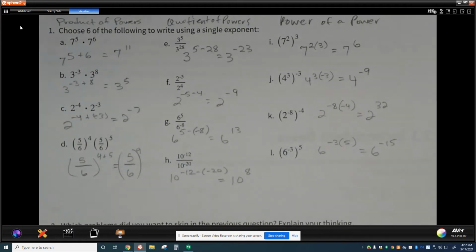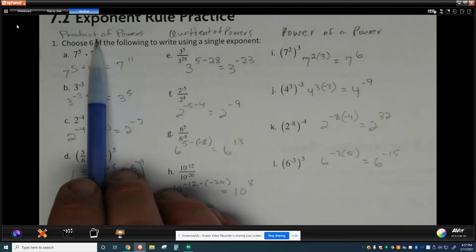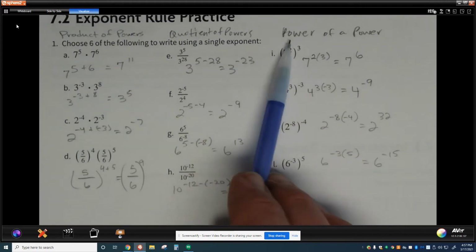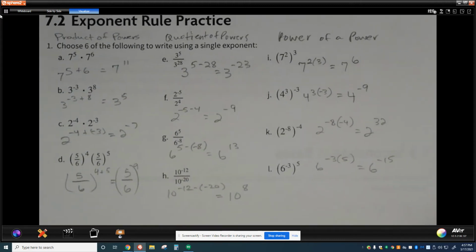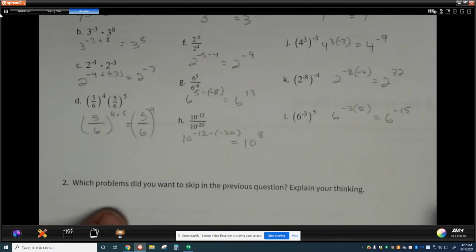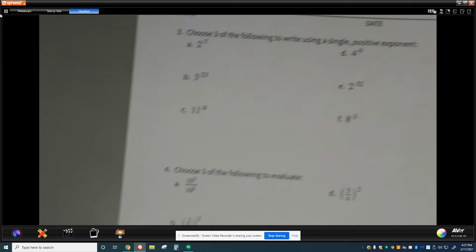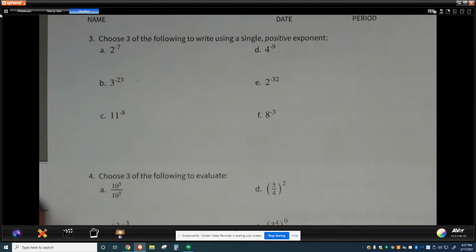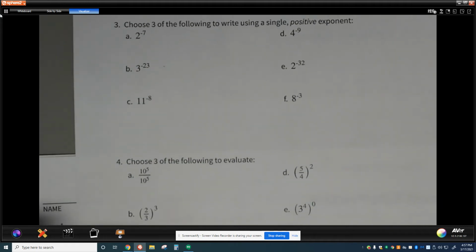A whole bunch of practice using addition, subtraction, multiplication, but also practicing with these values of product of powers, quotient of powers, and power of a power. We can skip the second problem because we didn't skip anything in that problem. Looking at the next one, we can choose 3 of the following to write using a single positive exponent.